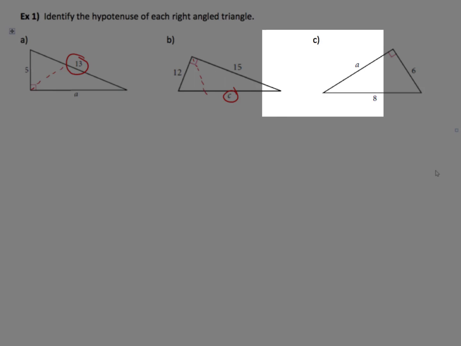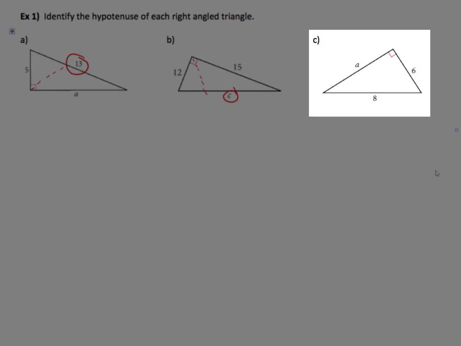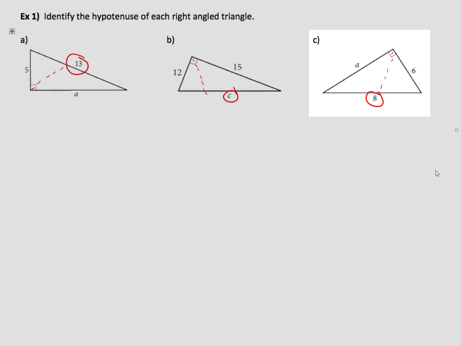Okay, example C. Which side do you think is the hypotenuse? A, 6, or 8? Remember, the hypotenuse is always going to be the opposite of the right angle. If we look over here, the opposite of the right angle, we dash it out, goes to 8. So 8 is our hypotenuse in this case. Now, this is a basic skill that is going to be needed in order to complete the algebraic expressions later on.